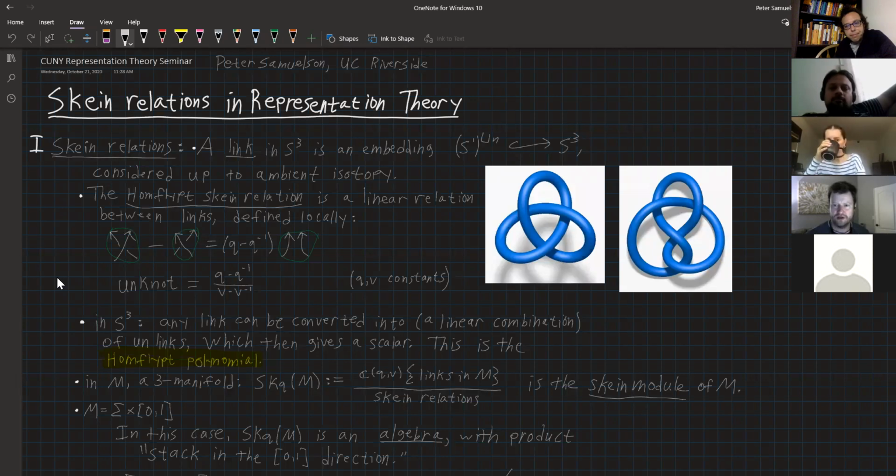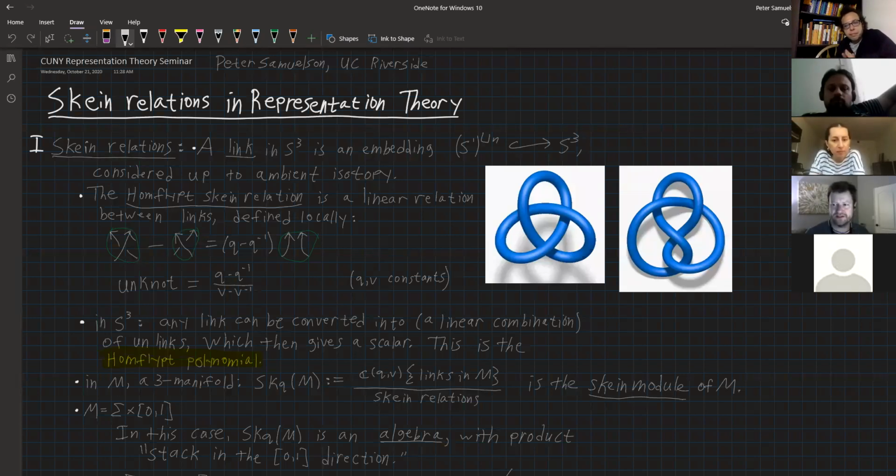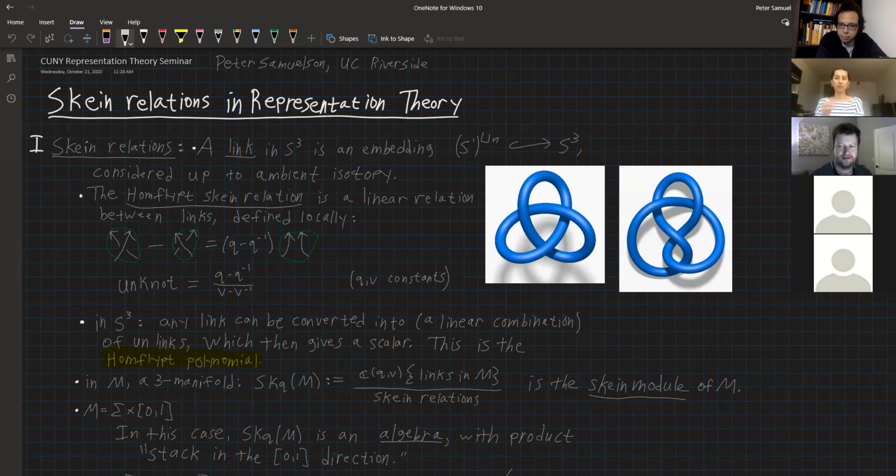So a link is a knot, but with multiple components. So it's some embedding of some copies of S1 into S3. And we consider this up to ambient isotopy. So I won't say precisely what that means, but basically you can move the knot around, but it can't cross itself. It needs to be an embedding at all times. Roughly. Okay, so I'll be talking about the Homfley-PT Skein relation today.